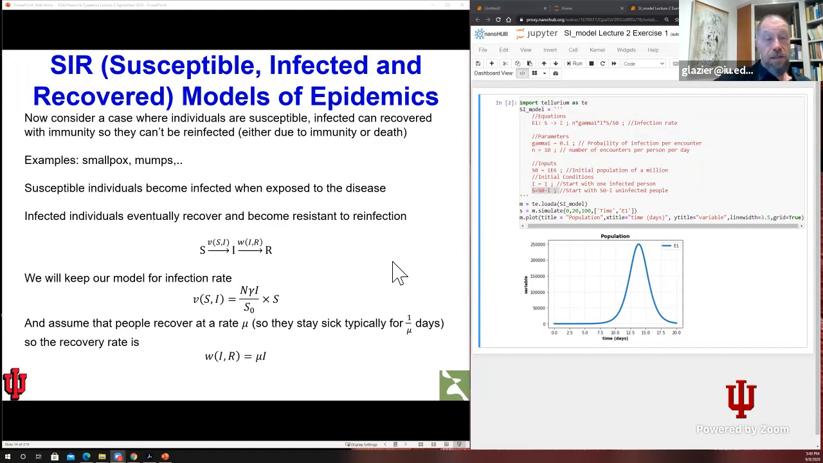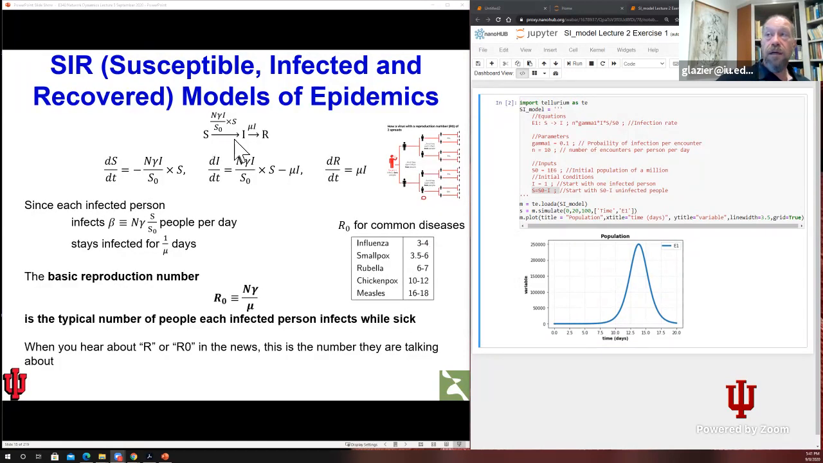Okay. And so our first transition rate is n gamma over S naught, which is parameter beta, times the number infected times the number susceptible. And the second one is just mu times the number infected. This is called first order decay kinetics if you're used to chemistry. Okay.